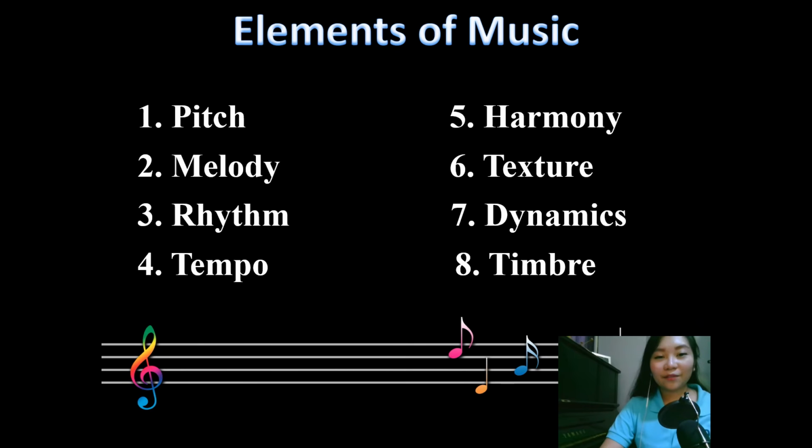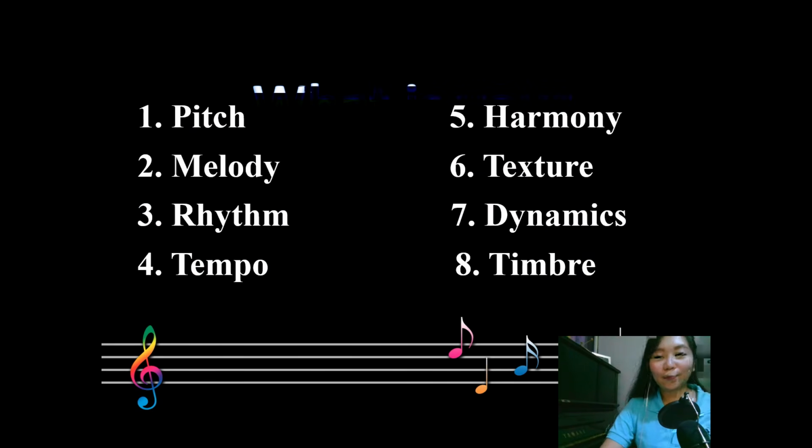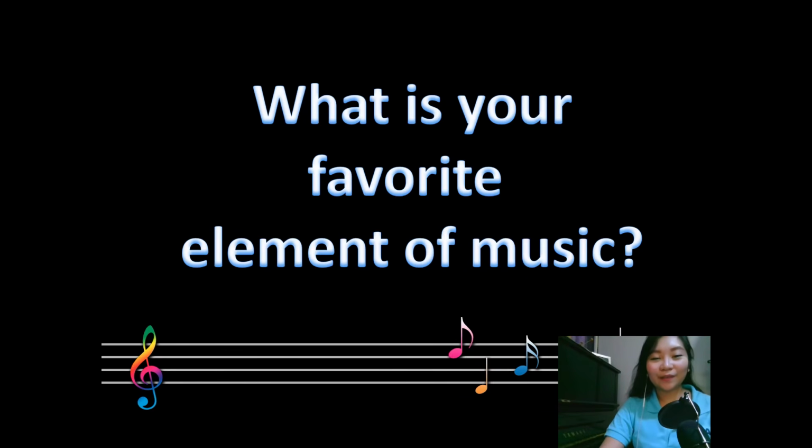To summarize everything, I've discussed eight elements of music: pitch, melody, rhythm, tempo, harmony, texture, dynamics, and timbre. After listening to our discussion for today, can you now identify the different elements of music you can hear in a particular song? And what is probably your most favorite element of music?